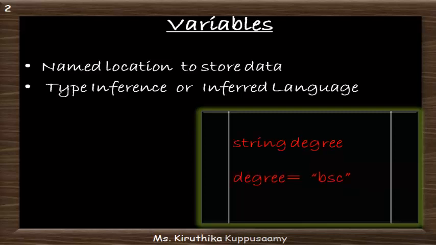In other programming languages, we need to specify the data type of a variable before using it. You can see in the example, the value BSc is assigned to the variable degree. Since BSc is of string data type, it is declared earlier as string degree. Since Python is a type inferred language, it's not essential to explicitly define the variable type. Python is smart enough to detect the variable type.